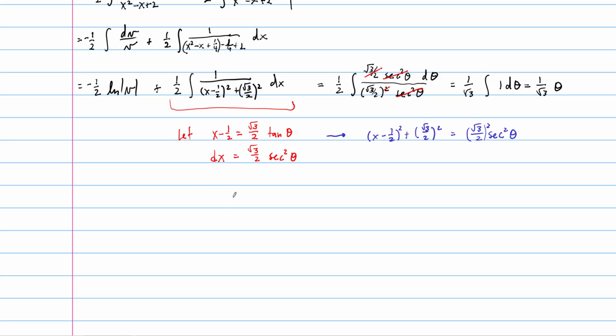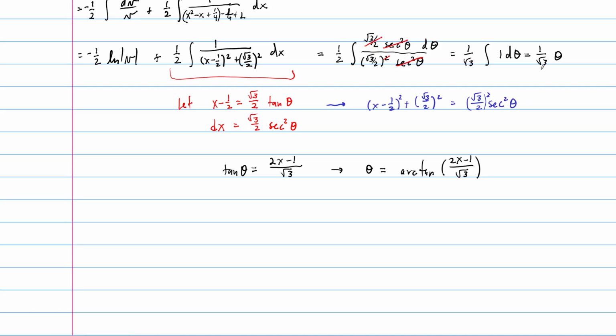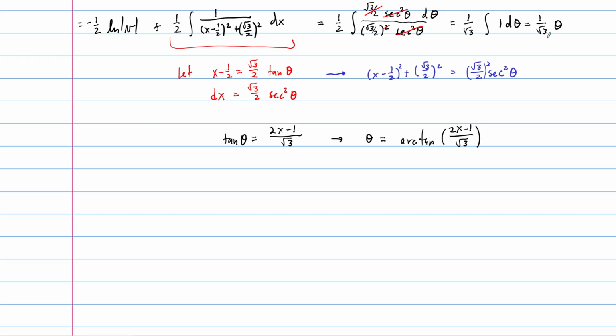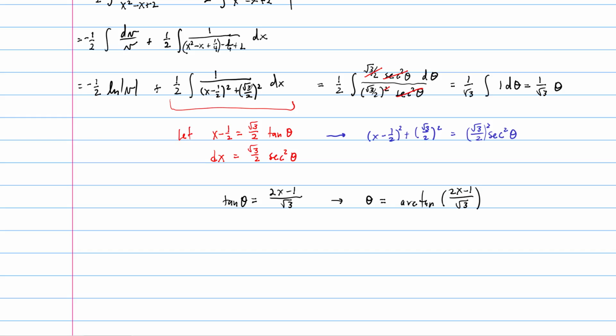So we go back over here now, and we see that our tangent theta is equal to, again, multiply by the reciprocal, multiply the 2 through. This could be written as 2x minus 1 over root 3. And so this tells us then that theta is equal to the arctangent of this ratio, 2x minus 1 over root 3. All right, and so that's our answer, right? 1 over root 3 times that. And that's got to go back into here.